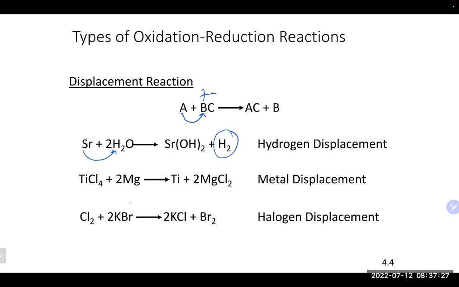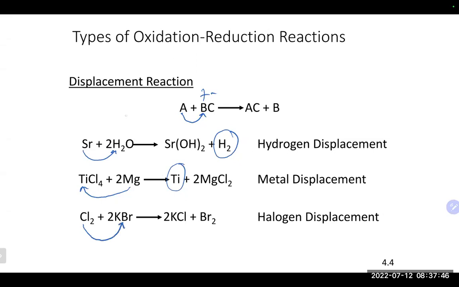We look at this one here. It is a metal displacement. The magnesium's coming in and kicking out the Ti. When it does, the guy that gets kicked out comes out by itself in its natural state, uncombined. And here's a halogen replacement like what we saw in that experiment. The chlorine is going to actually come in and kick out this guy.